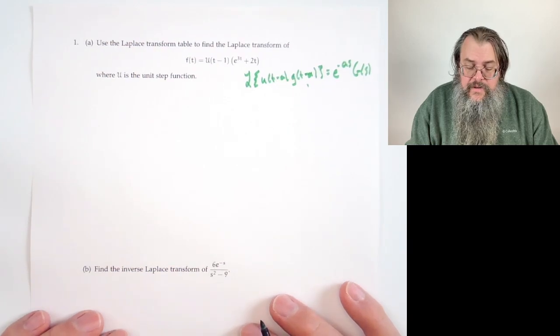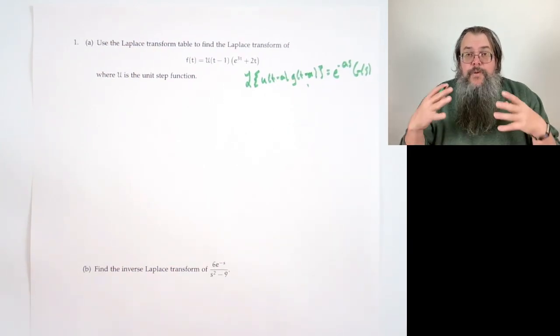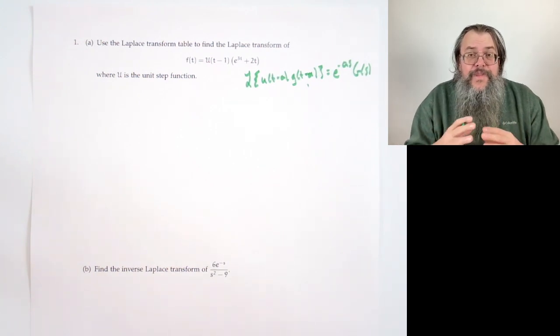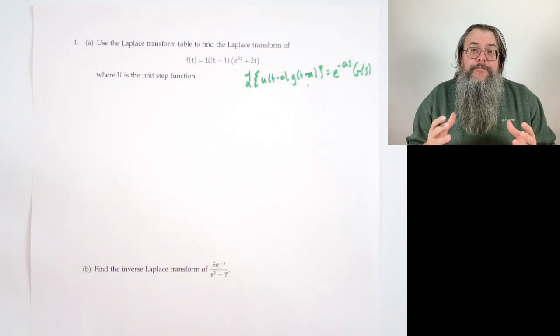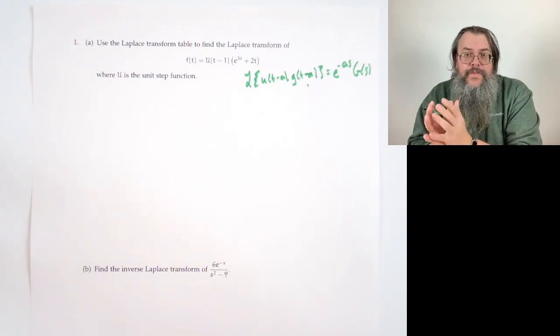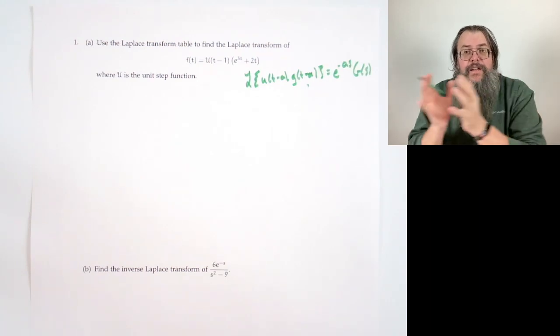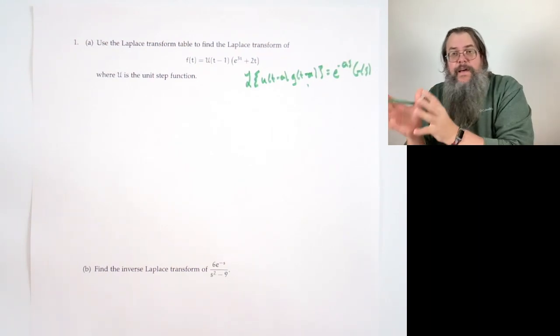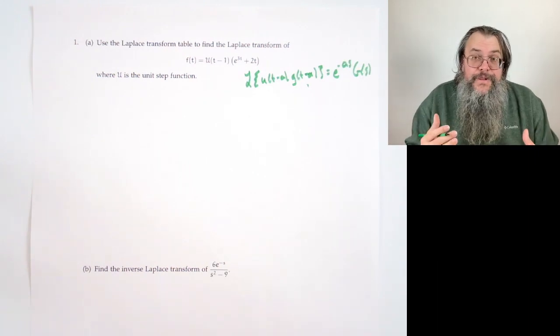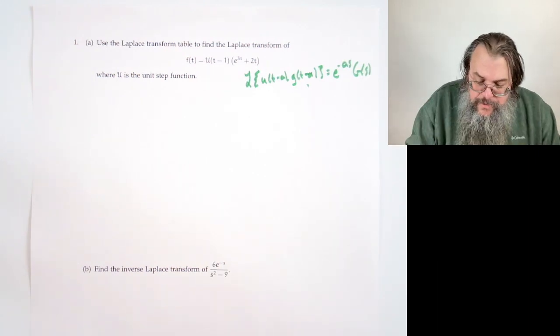Oftentimes, most of the work in these Laplace transform problems is in rewriting the expression to be something that we can actually use. That's it. It really comes down to that. It comes down to saying, are you comfortable with the table? And can you say, okay, let me take what I have and make it fit what's on the table? If you can do those 2 things, usually these aren't bad. Okay, so here's what we're going to do.